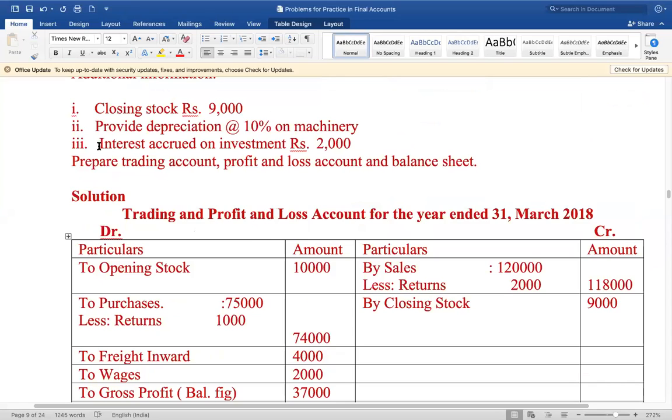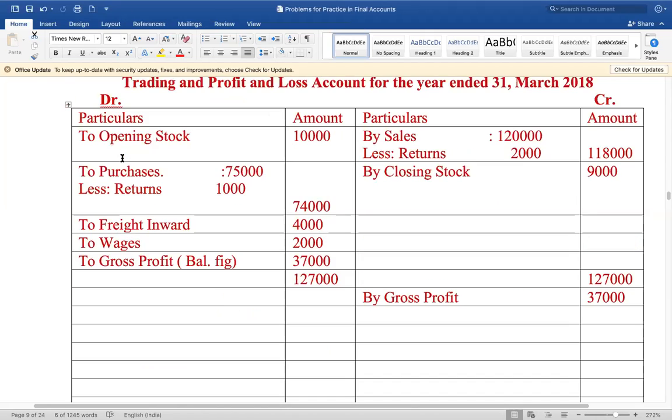That is depreciation. Provide 10% depreciation on machinery. We'll take that. That's an expense. Now there's one more adjustment. Interest accrued on investment is 2,000, which is an income, to be taken into the profit and loss account. Okay, let's take them.